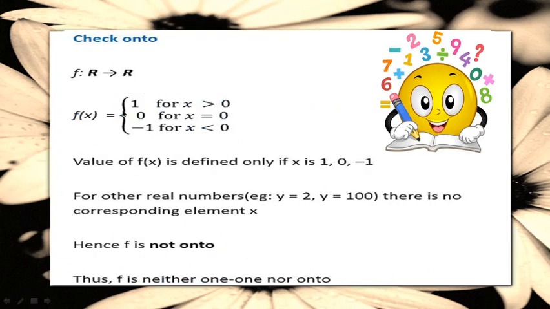Now let's check onto. The value of f(x) is defined only as 1, 0 and -1. What will happen for other real numbers? Let's say y is 2, y is 100 or y is any other value like -5. So there is no corresponding element x. So it means the function is not onto.